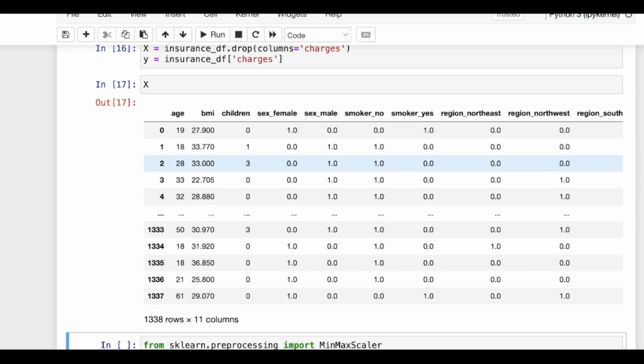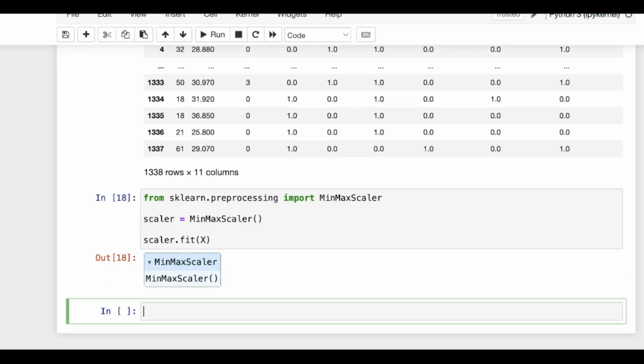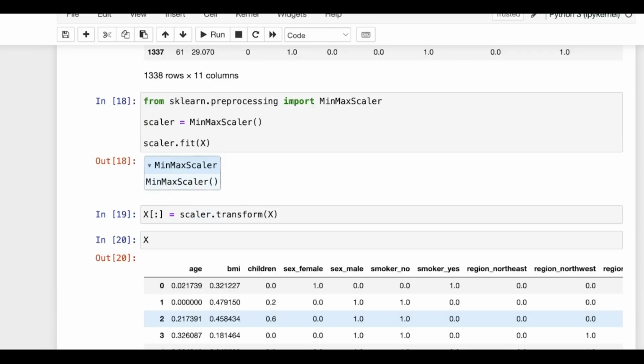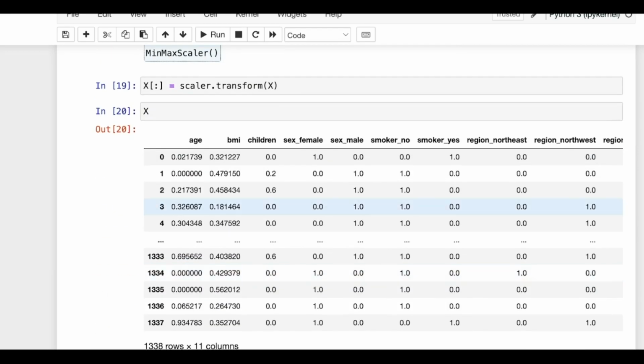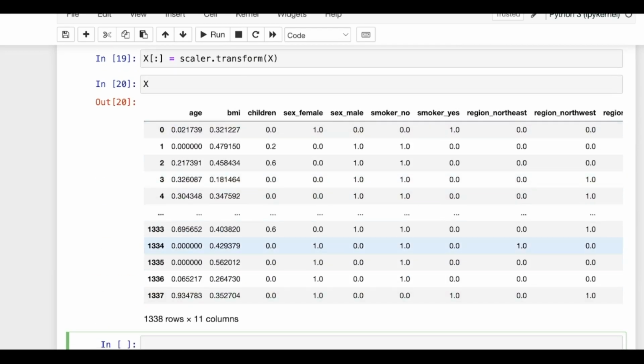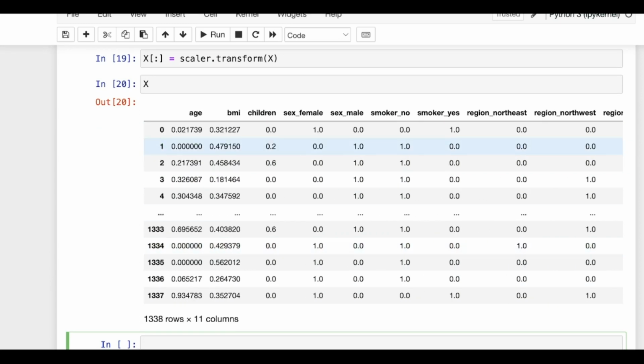Now we will scale the whole input data using the MinMaxScaler. The MinMaxScaler basically scales it between 0 to 1. We'll fit it on the input data. Now let's transform it. Now when you display, see, here the data was on a different scale for every column. Here for every column the data is between 0 to 1. So we have scaled it between 0 to 1 using the MinMaxScaler.